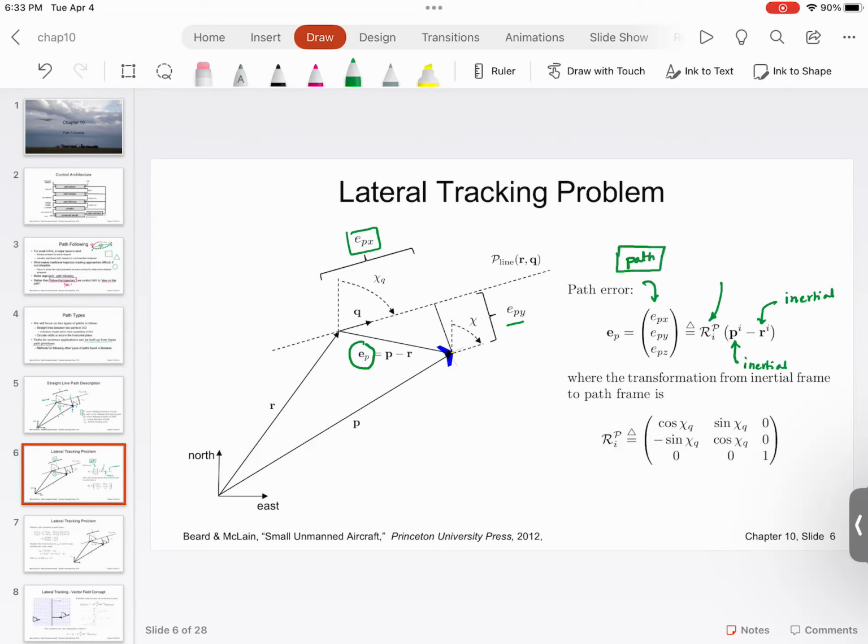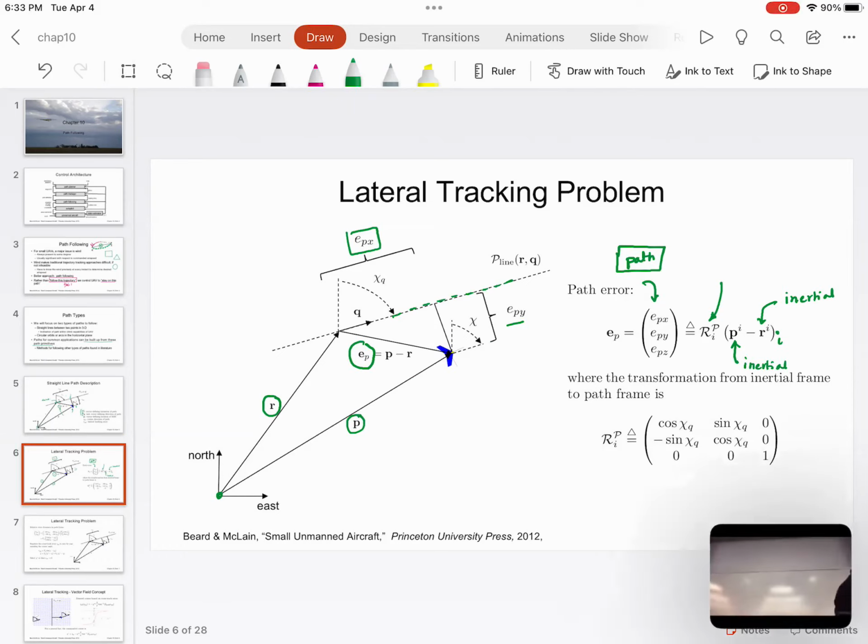So I have P that is defined in the inertial coordinate frame. This is with respect to the inertial coordinate frame. R is in the inertial coordinate frame. So this error that we are getting is in the inertial coordinate frame. But what I want to do is perform the projection of this error onto the path coordinate frame so that it's on this line. And how would I do that?